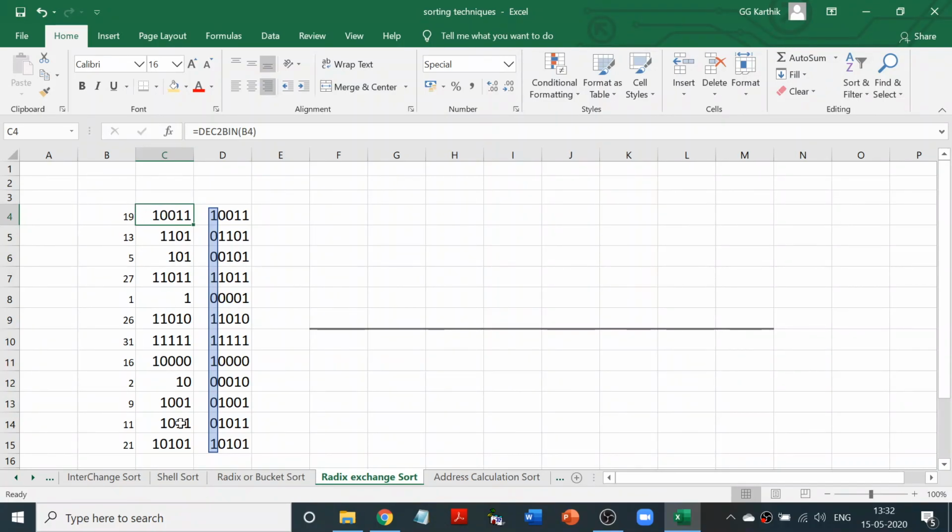So I have converted all the given numbers into binary. That is the first step. Whatever list is given to you, you first have to convert them into binary, right? Yes, once it is converted into binary, then this is what we are going to do.